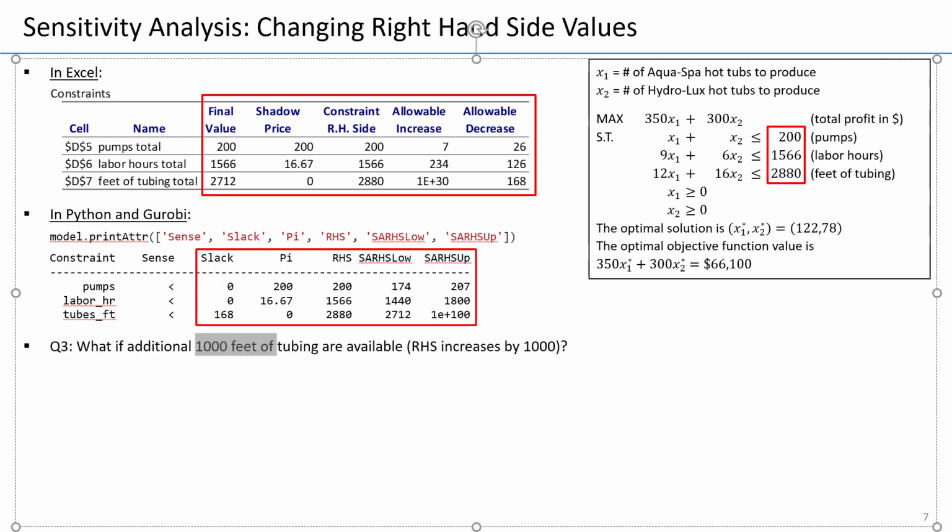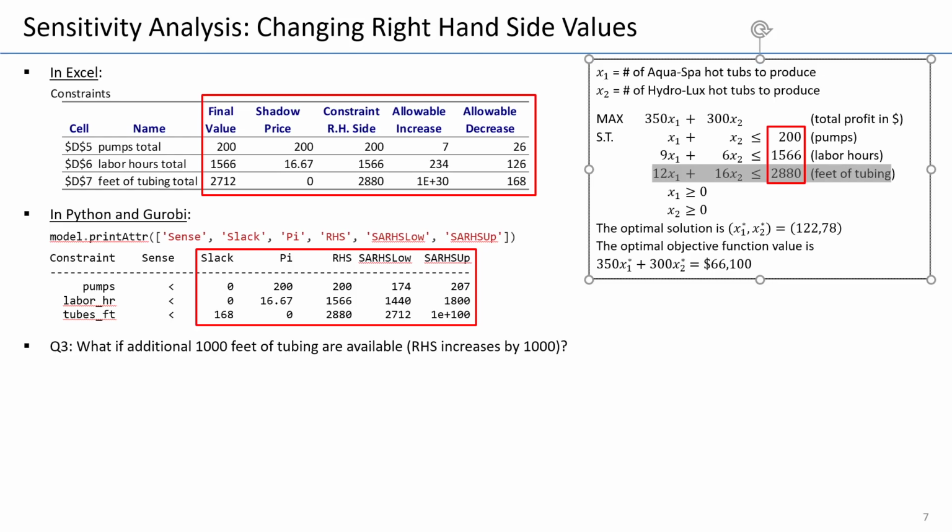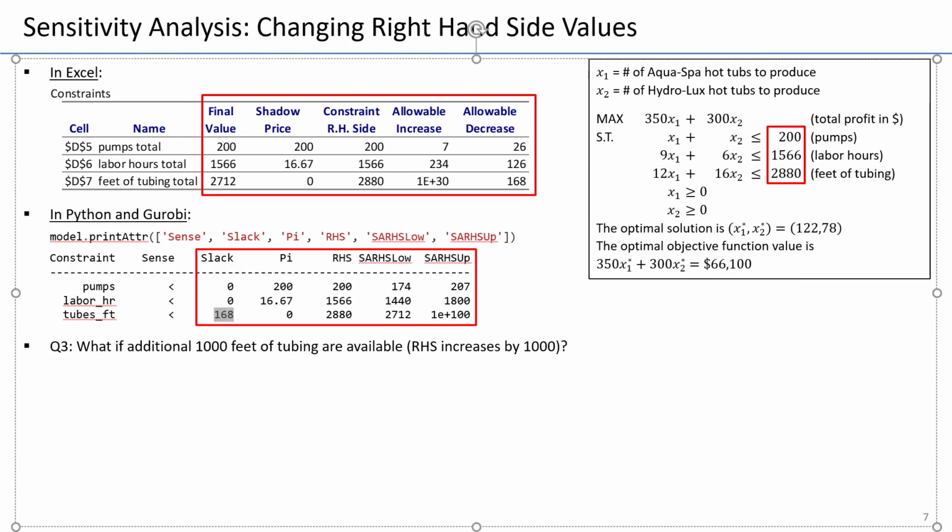What if an additional 1,000 feet of tubing are available, right? So consider this. The last constraint, remember, we determined it's not binding because it has a slack that is positive, right? This is, in this case, the number of unused units of resource. We had 168 feet of tubing that were not used, right? So what if we now add more feet of tubing available, right?